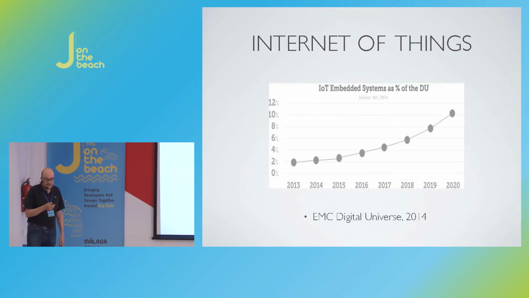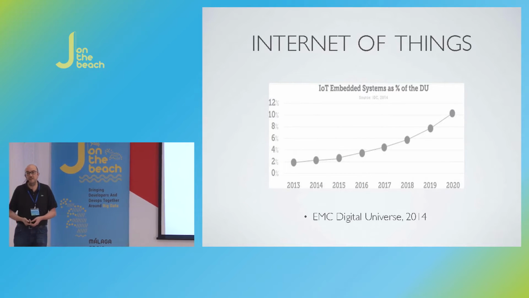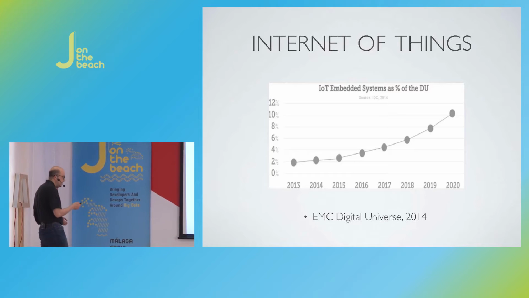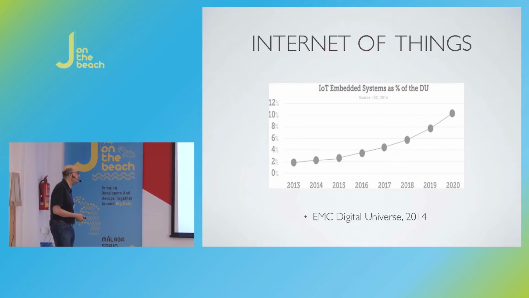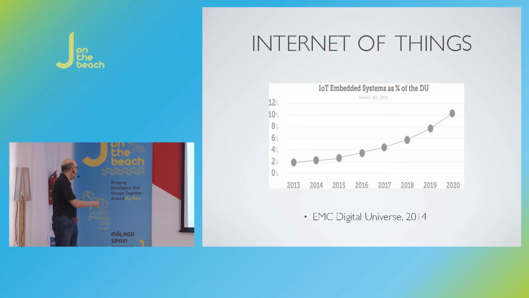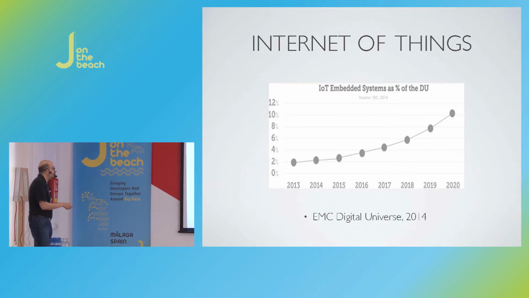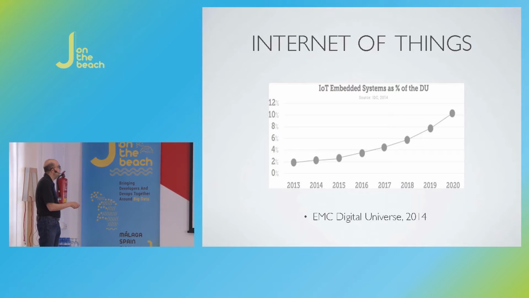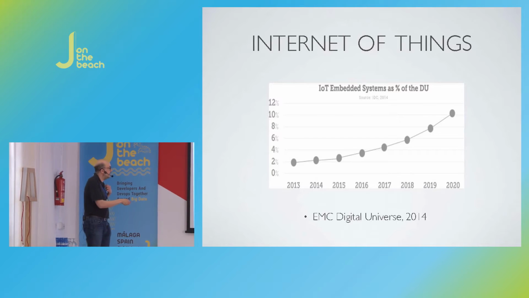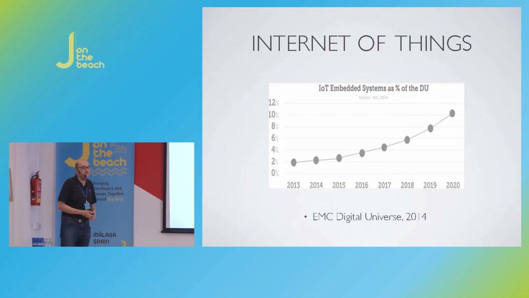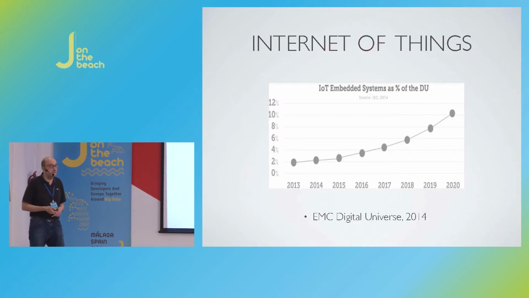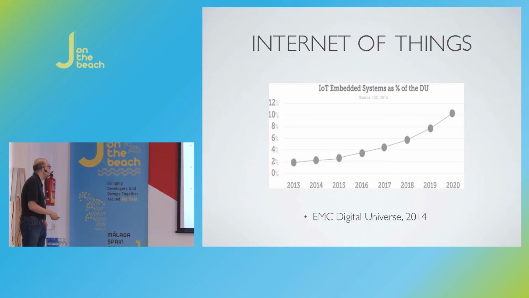Also, I think one of the reasons why this is going to be very popular in the next years is because the Internet of Things is coming and is going to be really huge. For example, in this prediction of EMC, of all the data in the digital universe, the Internet of Things in 2013-14 was only 2%, but it's expected that in 2020 it's going to be around 10% and still growing. So real-time analytics is going to be really important in the near future.